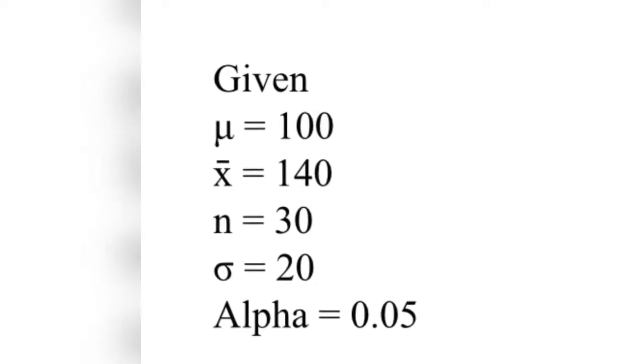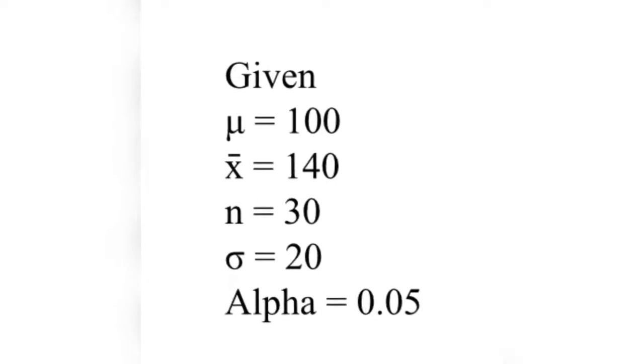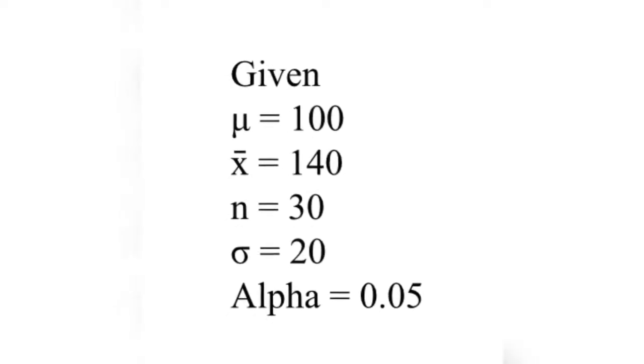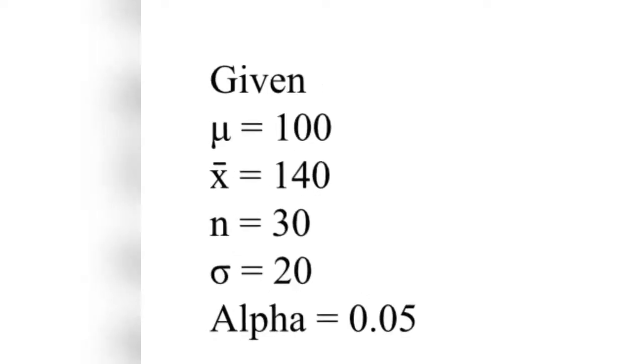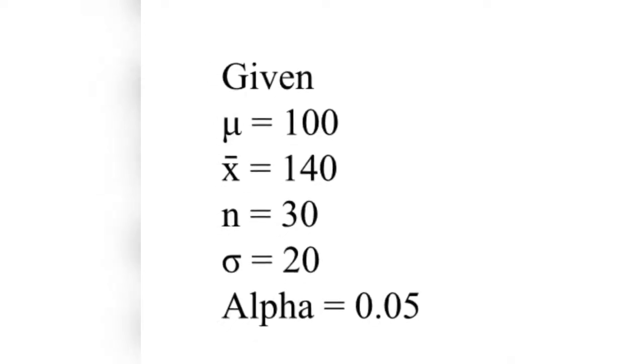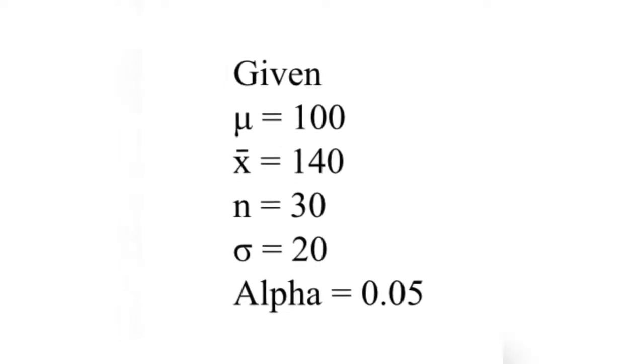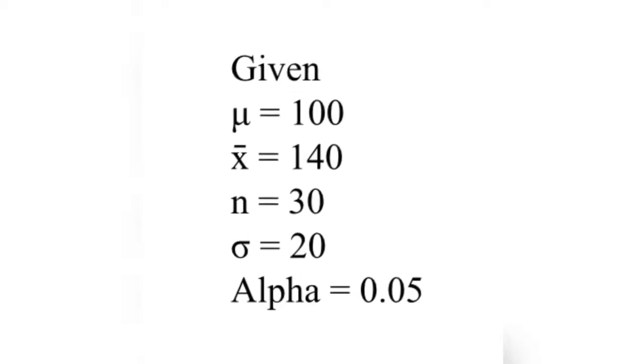Again, you write down the given. Mu is equal to 100. The sample size, or n, is equal to 30. Alpha of 0.05. Standard deviation of 20. And an x bar of 140.